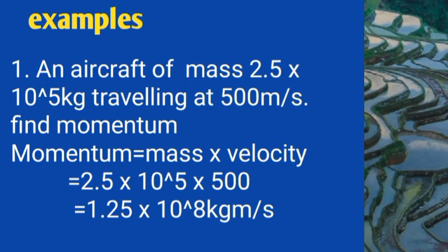An aircraft of mass 2.5 times 10 raised to power 5 kg is traveling at 500 meters per second. Find the momentum. What is the momentum? Momentum is mass times velocity, and that is 2.5 times 10 raised to power 5 times 500 meters per second, and that gives us 1.25 times 10 raised to power 8 kilogram meter per second, and that is our momentum.